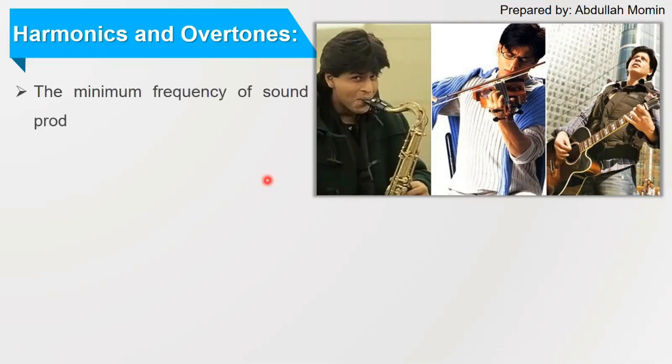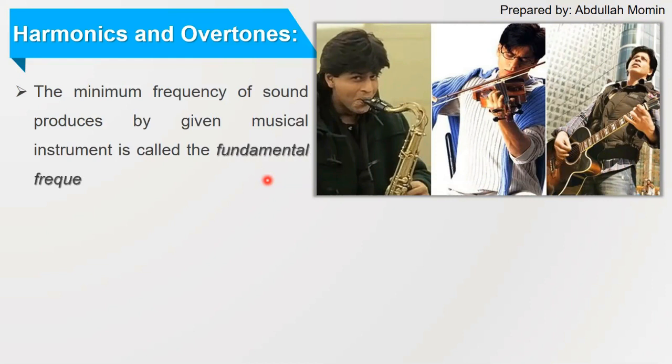The minimum frequency of sound produced by the given musical instrument is called fundamental frequency and first harmonic. If a musical instrument is producing a sound, it contains a mixture of frequencies. The lowest frequency which we are getting, that lowest or minimum frequency is called the fundamental frequency of that instrument, and it is also called the first harmonic, and it is denoted by small n. So next is the definition of harmonic.